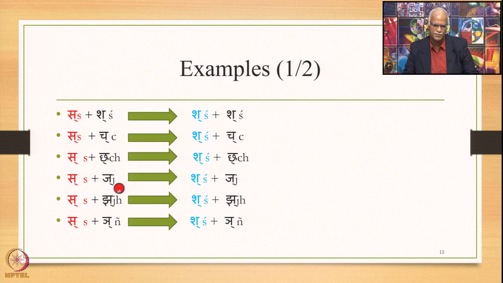Coming back to sa plus ja, we have sa as the sthani or the karyi in the environment of ja, right hand environment. And now 8440 applies, and in place of this sa, sha is substituted. So sa plus ja is the input and sha plus ja is the output. And finally, sa plus ya is the input, and 8440 applies and returns the output in the form of sha plus ya.